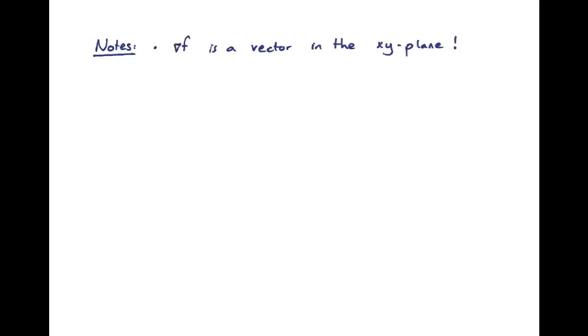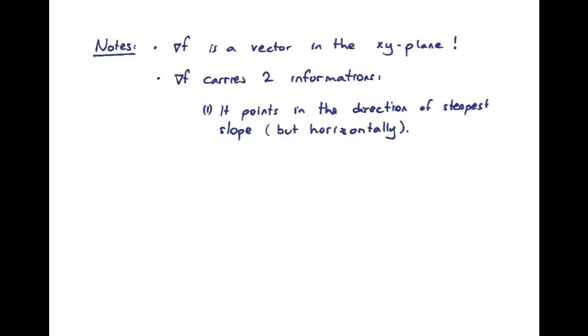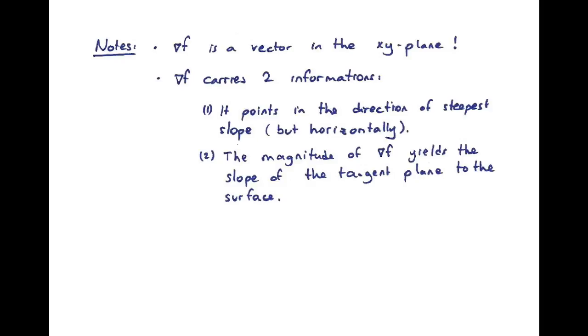So, a couple of notes to conclude this second part. Remember that del f is a vector in the xy plane, and remember that del f carries two pieces of information. Firstly, it points in the direction of steepest slope, but horizontally. And secondly, the magnitude of del f yields the slope of the tangent plane to the surface.